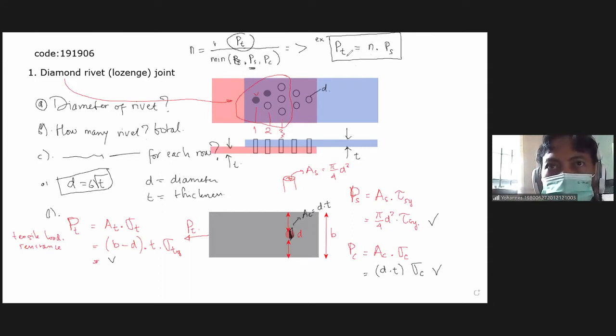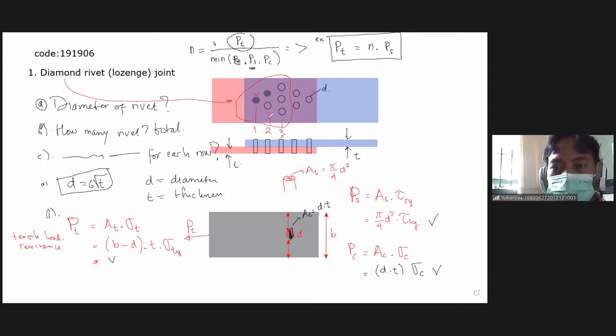So if this joint breaks up, it can be resisted by both of them. Okay, so it has higher strength capacity. It has higher load capacity because they are in balance between tensile on the plate and shear on the rivet. So that's how we determine the number of rivet in total.